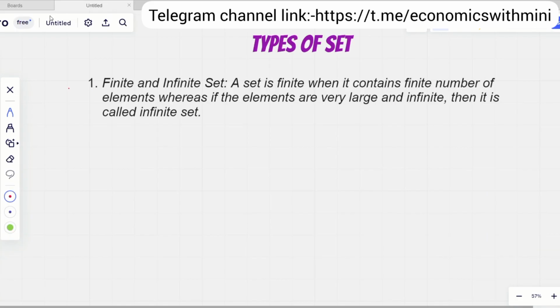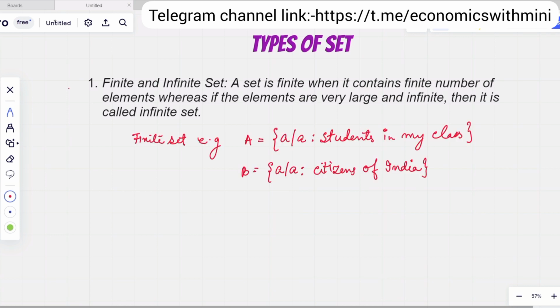Okay. Now moving on to next, types of set. So our first set is finite and infinite set. So what is a finite set? A set is said to be finite when its elements are small, which means that we can easily calculate it. Whereas if the elements are very large and infinite, then this set is known as an infinite set. Now let's see with the help of an example.